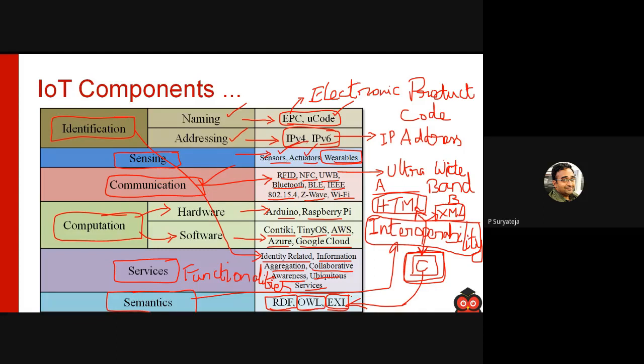So this is about IoT components. How many of them are there? Six IoT components: identification, sensing, communication, computation, services, and finally semantics.